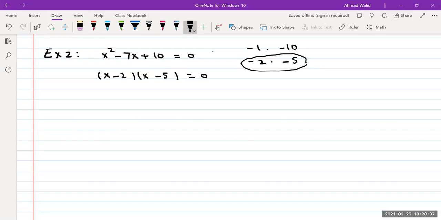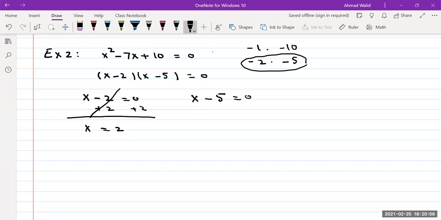Now, using the zero product principle, I can write x minus 2 equals 0, and I can write x minus 5 equals 0. If I solve this one, I'll add 2 to both sides. Then these two cancel out, x equals 2, one of the answers. And here I will add 5 to both sides, and if I solve, x equals 5 is my second answer. Correct?